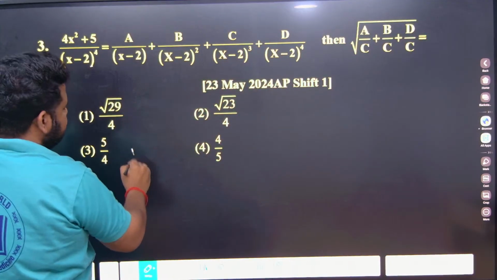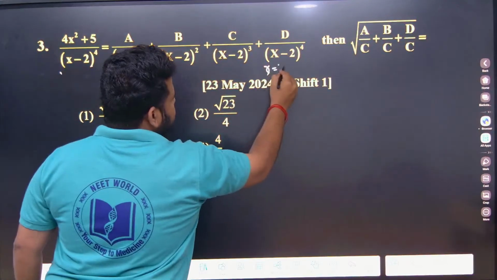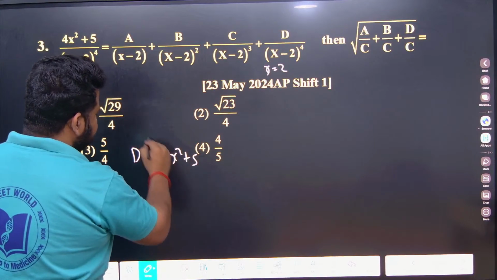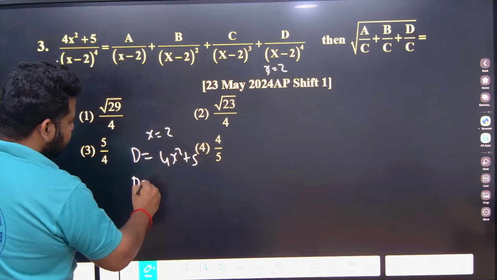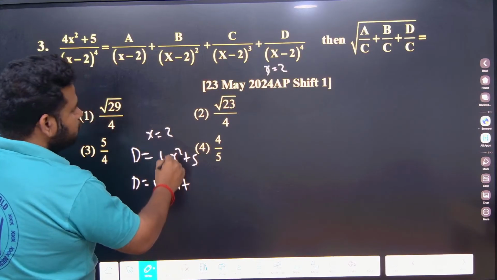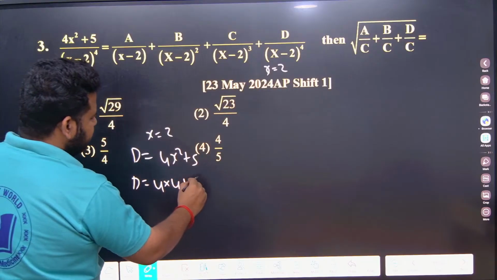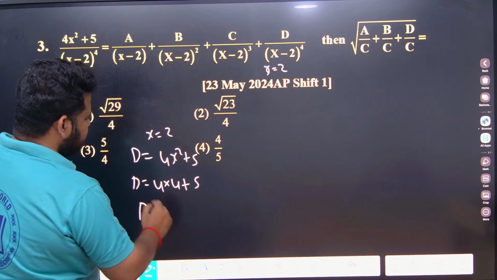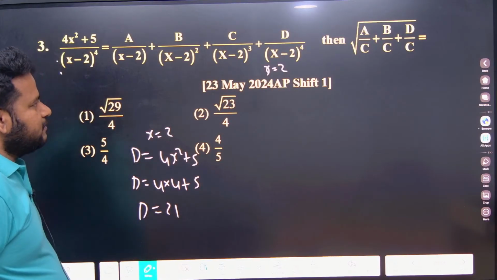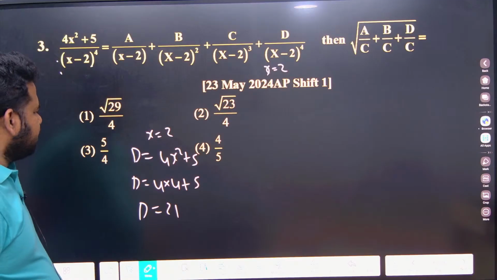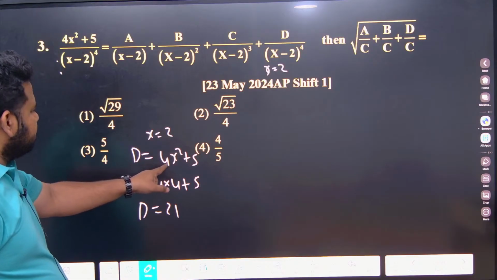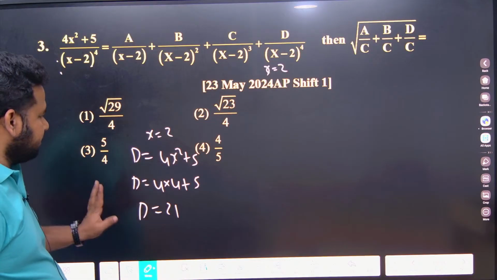So I can write d is equal to, here the x value will be equal to 2. Except this, whatever is there I should write. So 4x square plus 5, I should put x equal to 2. So d is equal to 4 into 2 square, which is 4, so 4 fours are 16, plus 5. So the d value will be 16 plus 5, that is 21. Correct? The d value is 21. So I got the d value.